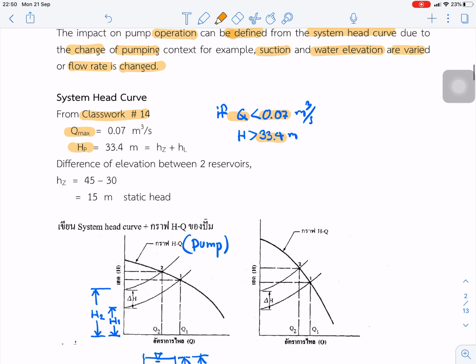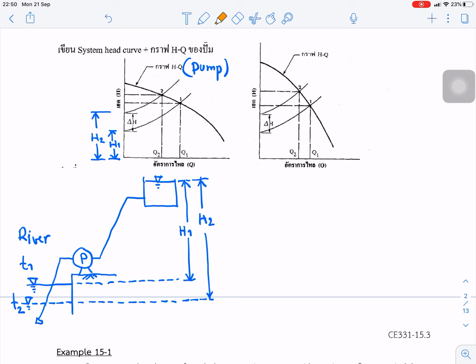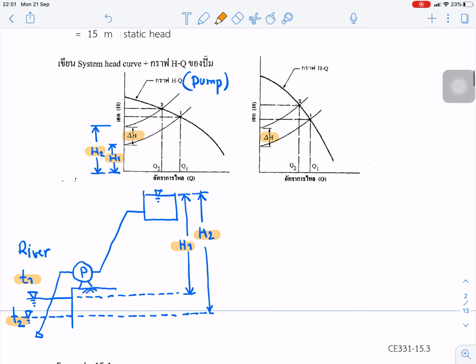This shows an example where the condition of the pump is changed. For example, if the water level in the river at T1 is at this level, at T2 the water level in the river decreases. So we expect the static head to increase from H1 to H2, and we get delta H as the difference of the head.